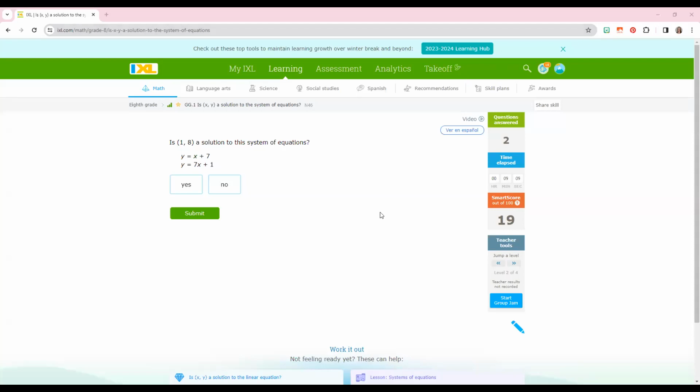All right, let's check this one out. We want to know if the point (1, 8) is a solution to this system of equations. All right, so we're going to substitute 1 in for x and 8 in for y. Our first equation is y equals x plus 7. So we are replacing y with the number 8. We are replacing x with the number 1, and then a plus 7. Simplify whatever side of the equation needs to be simplified. In this case, it's 1 plus 7, which is 8.